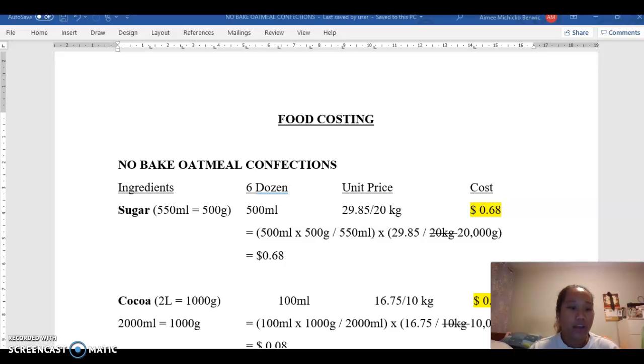Hello everyone, I'm here to show you how to cost a recipe. For today's recipe, we have no-bake oatmeal chocolate cookies.